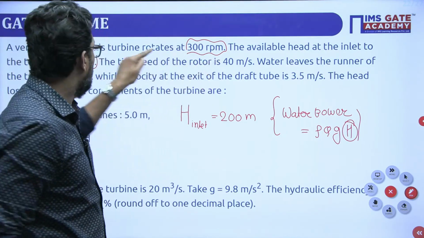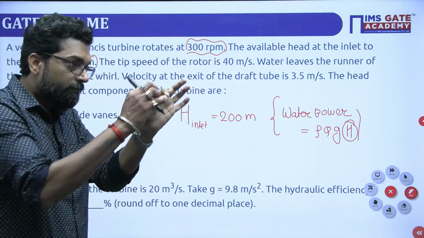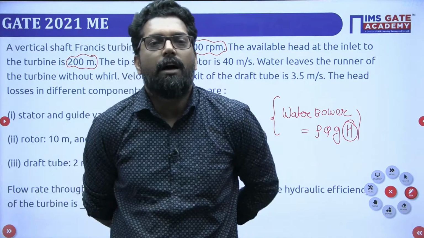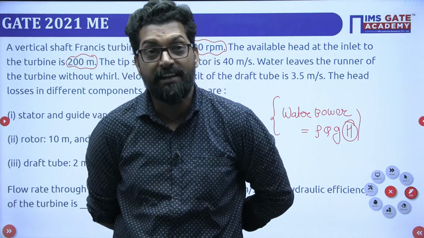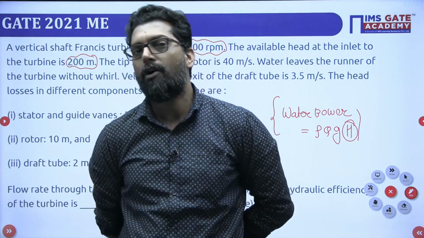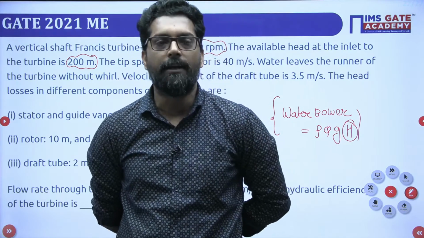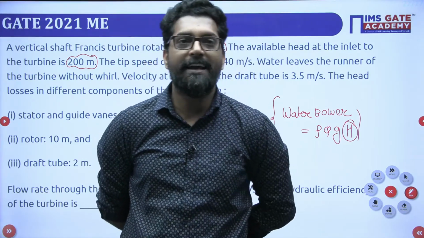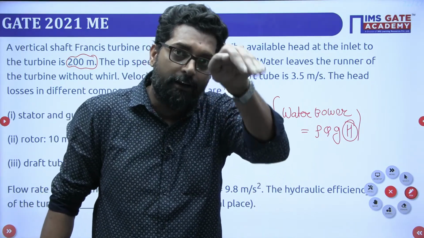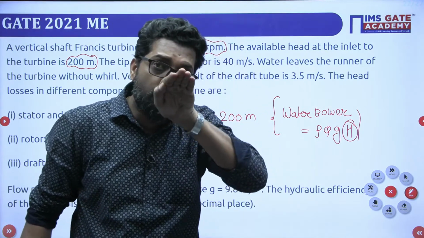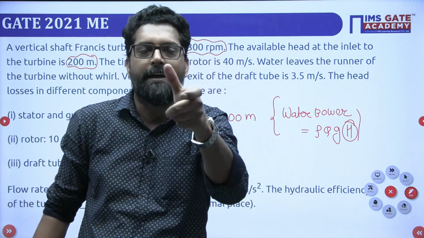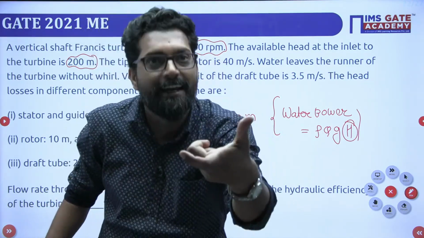The tip speed of the rotor. Why? Because in the case of the Francis turbine, someone asks you what is the flow nature in the Francis turbine? See, the entry must be radial, either in the Kaplan turbine or the Francis turbine. Entry must be radial. But during the rotor, that means when it engages with the rotor, throughout the rotor it may be radial to axial, that means a mixing is there, or pure radial.